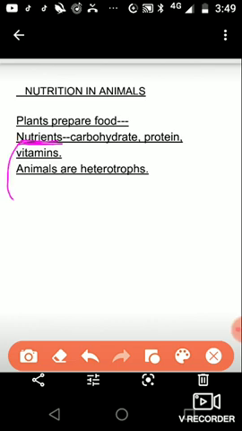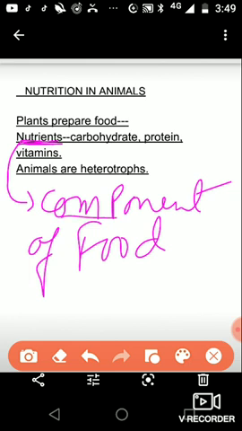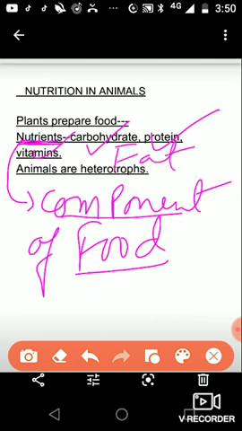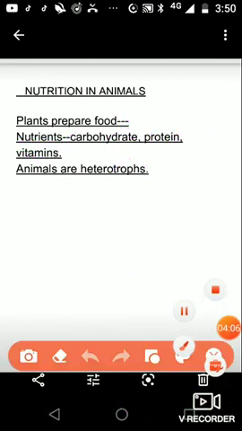So first of all, what are these nutrients? These nutrients are the important component of food, which is called nutrients. So what are those nutrients? That is carbohydrate, protein, vitamins, fat, minerals, etc. So these all are nutrients. So how do these nutrients help us?